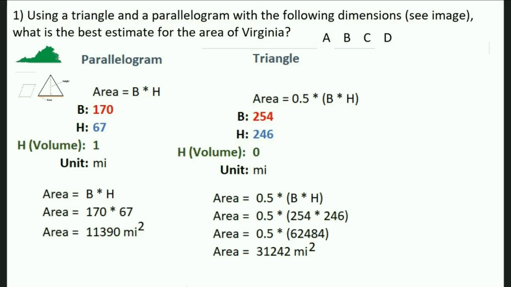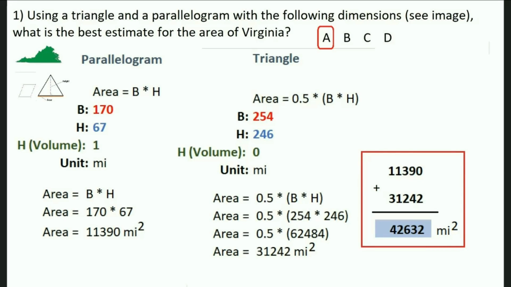We have our area for the parallelogram and our area for the triangle. If you add those two numbers, 11,390 plus 31,242, you get 42,632 miles squared. The answer is A. All right, moving on to the next one.